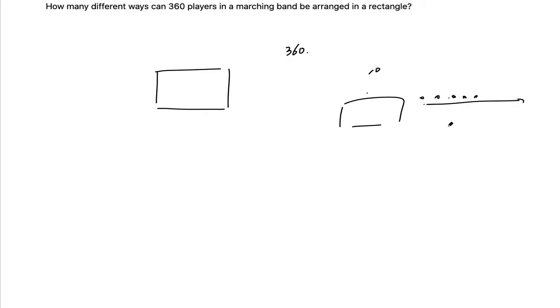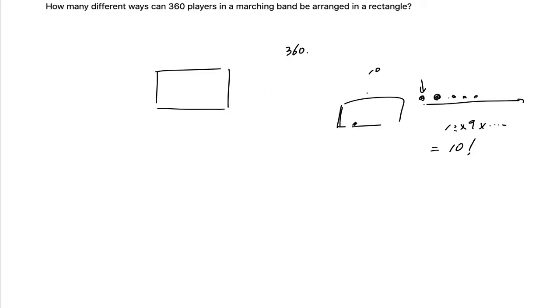Okay, in a rectangle, how many different ways can you rearrange 360 people? So if it was like 10, it's the same as arranging 10 people in a straight line. We have 10 different choices for the first person, 9 different choices for the second person, and so on. So this is written as 10 factorial to represent multiplying 10 all the way to 1: 10 times 9 times 8 times, and so on, okay?